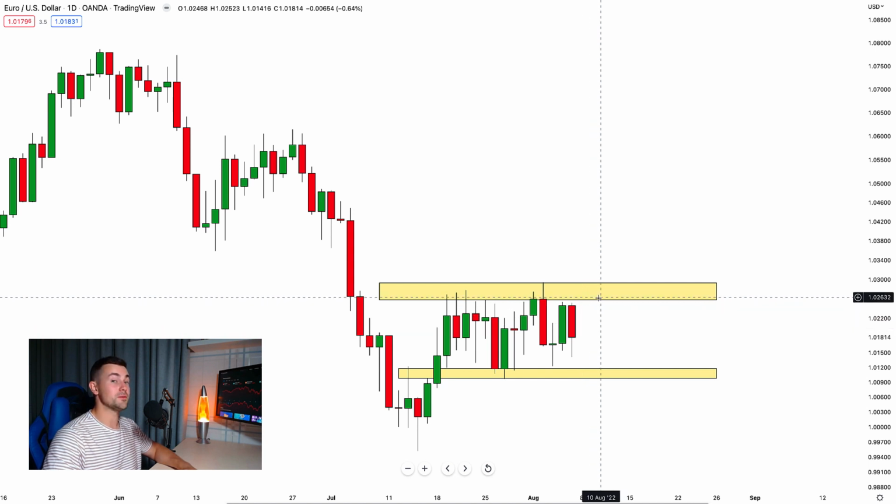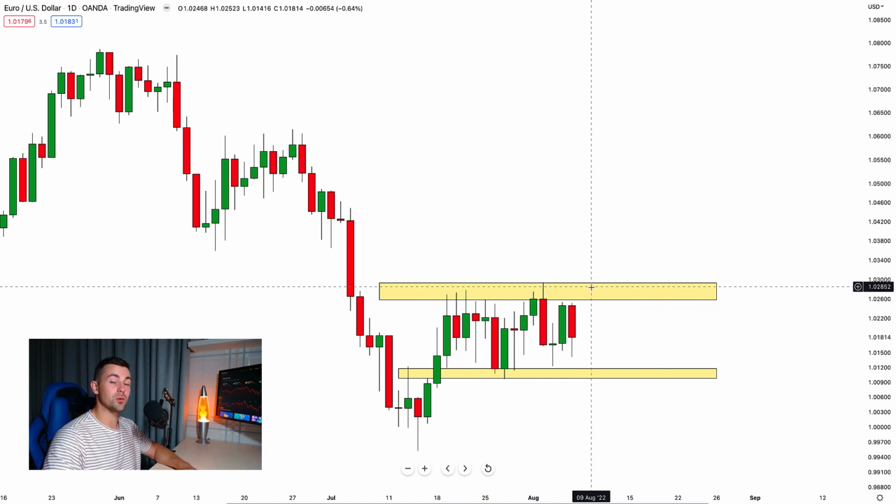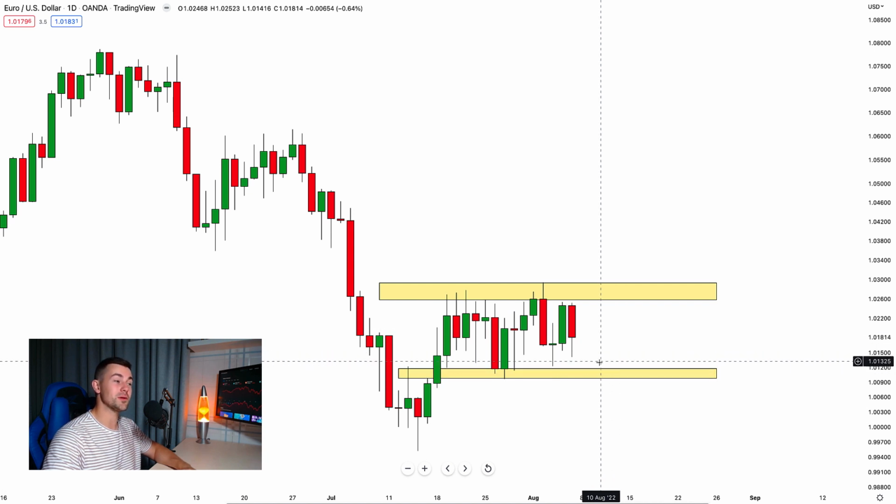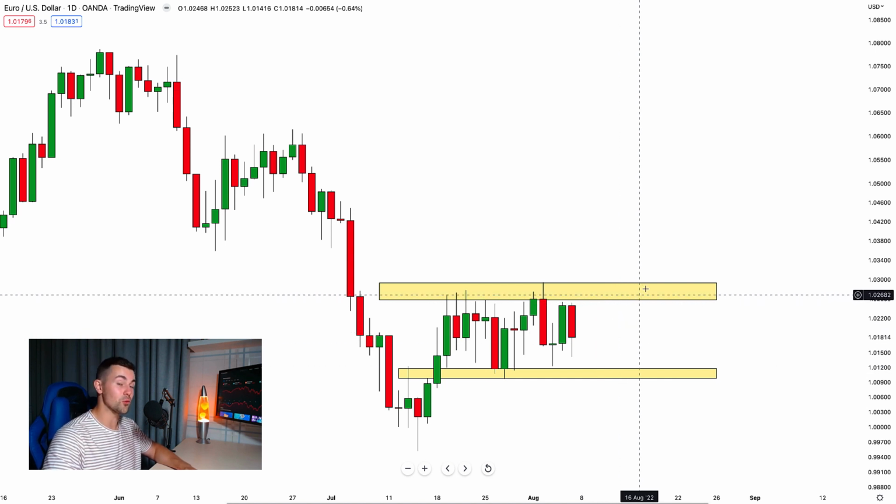If you are an intraday trader, I would suggest trading the boundaries of that range. Let the market reach the resistance of the range, wait for a confirmation, and short from there, expecting a bearish movement to the support of the range, or wait for the test of the support of the range, wait for a confirmation, and then buy, expecting a bullish movement.